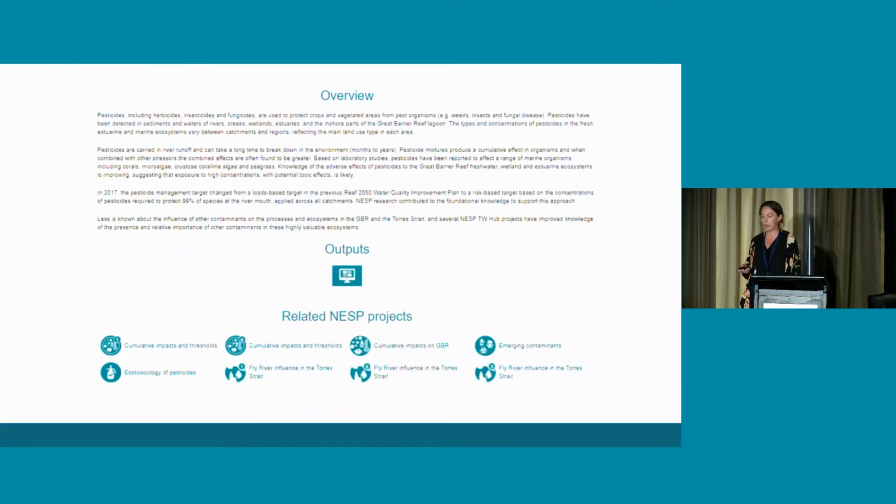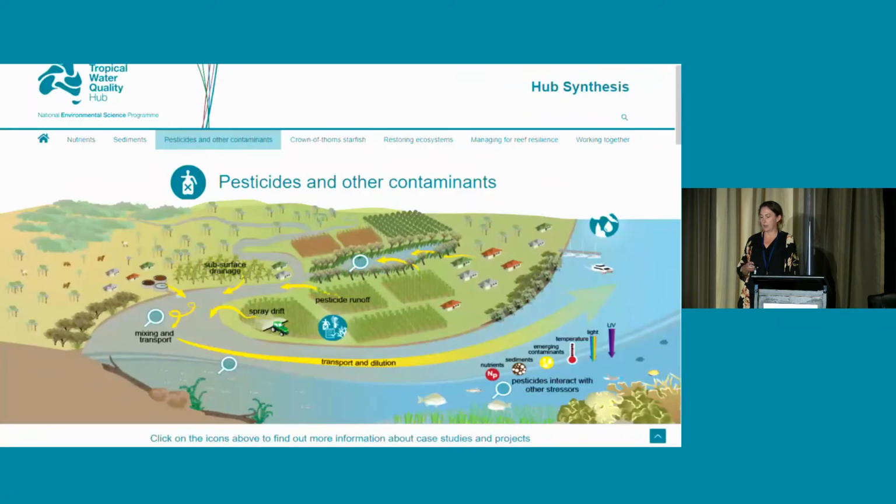When you scroll down, you'll get a written narrative describing the story of that diagram, plus you'll get those links to the NESP research that fits into this conceptual model. If you scroll back up to the diagram, I'll just quickly run through that to explain that story.